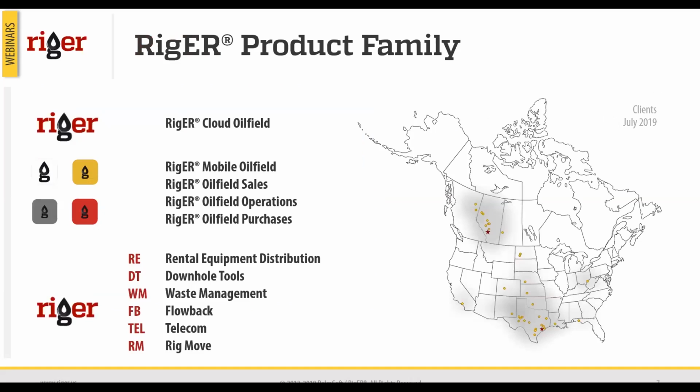So what is RigER as a product? It is a platform that has a cloud application that you can access from a desktop, which is fully supported by the mobile applications. Now we have a suite of mobile applications depending on the functions of your operations in the oil field, from general dispatch to sales and operation and purchases, in order to make you able to do many different operations when you are in the field and connecting to the main cloud database through the internet.